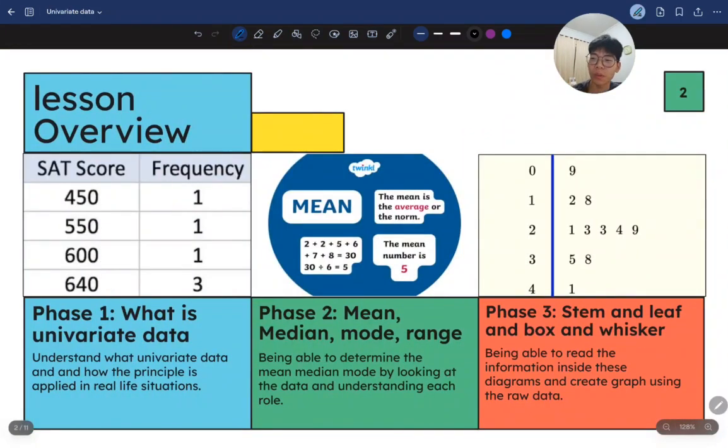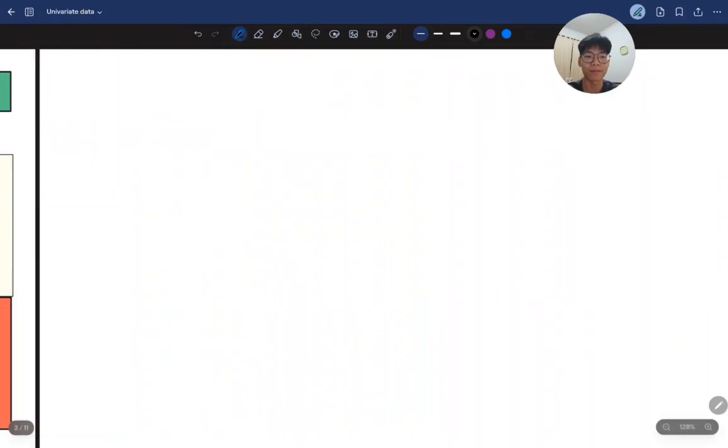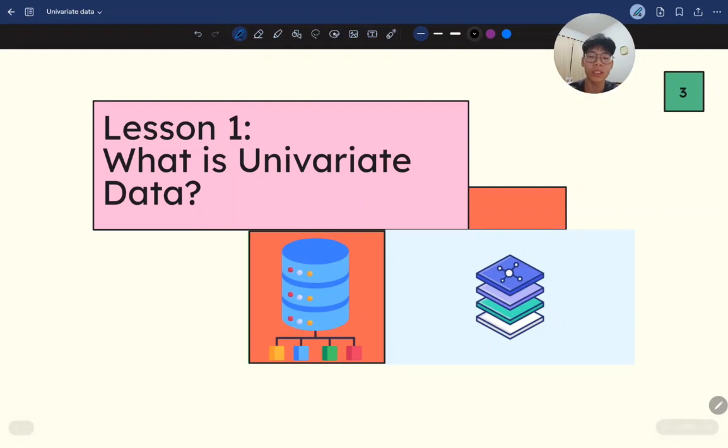In our lesson overview, we're first going to learn what univariate data is. Secondly, we're going to identify the mean, median, mode, and range of the univariate data, and learn how to create a stem and leaf plot and a box and whisker plot using the data that we have collected. Now, firstly, what is univariate data?